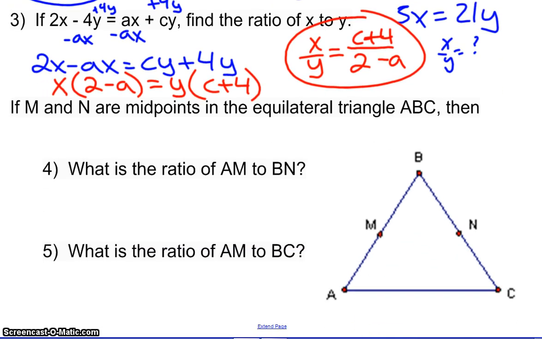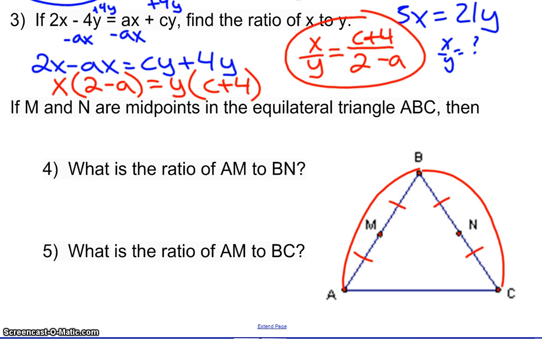In the next problem, it's talking about an equilateral triangle, so we know that all the sides are the same. And it also says that M and N are midpoints. So if we know that this whole side is the same, and then we have the midpoints, we know that all four of these sides are the same.